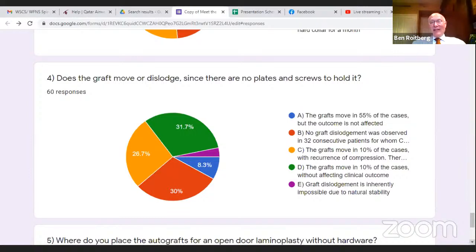That's the published data. I do not know, maybe they move slightly in between and wiggle, but on the scan a day after surgery and on the scan 6 months post-surgery, they're in the same position, just fused. That's the data we have. And since 2006, when I fully moved to doing laminoplasty without hardware, I have not had a single clinical event of graft dislodgement.